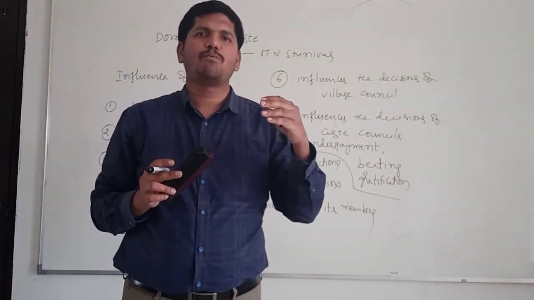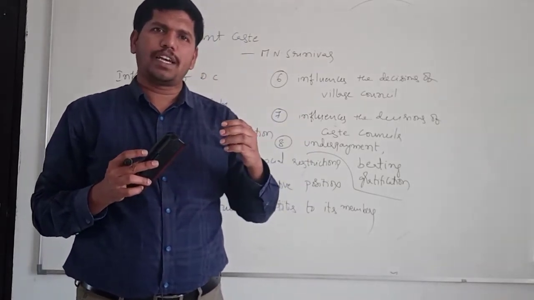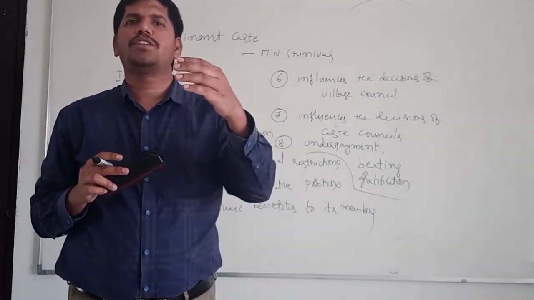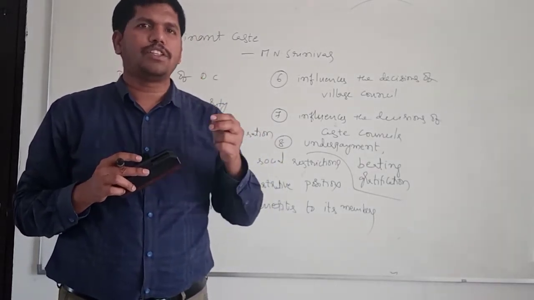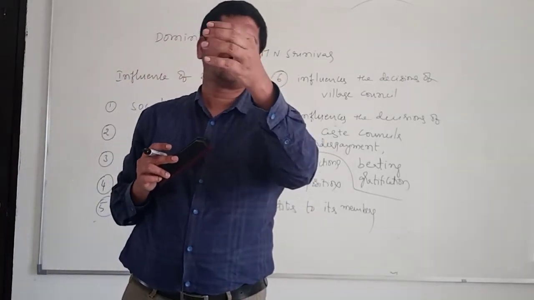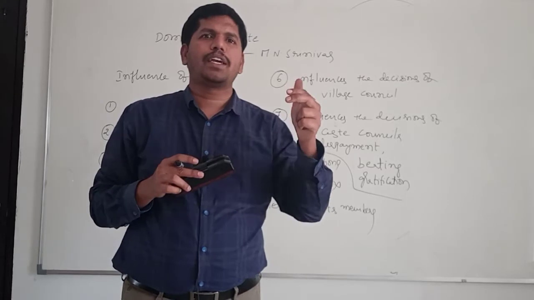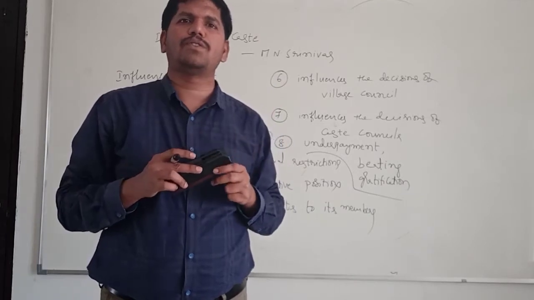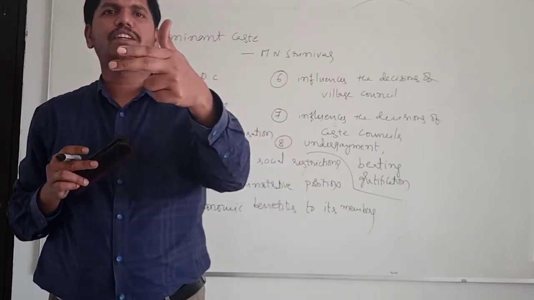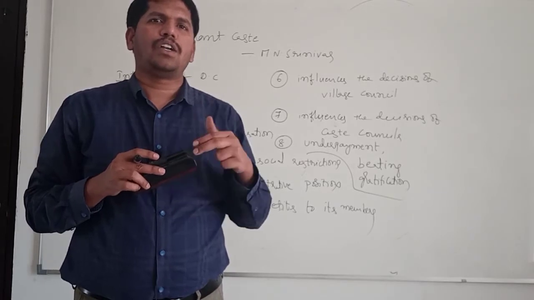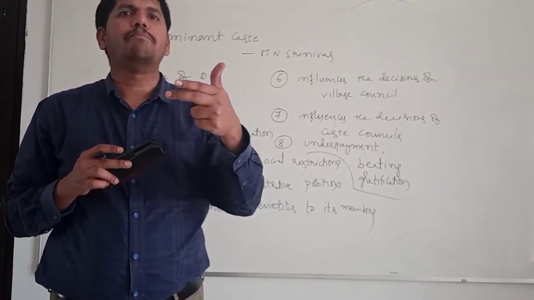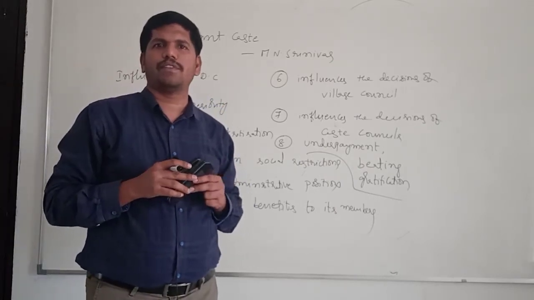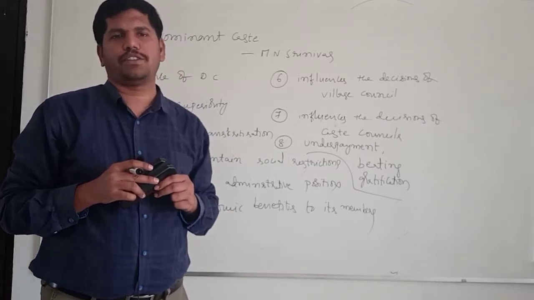Dominant caste acts as a model for sanskritization. Dominant caste can impose and maintain a number of social restrictions. Dominant caste monopolizes important administrative offices. The dominant caste secures economic benefits to its members. Dominant caste patronizes the poor. Dominant caste influences the decisions of the village council and the caste councils. Dominant caste underpays, beats, and gratifies its sexual desire with the women of the lower caste. This is the influence of dominant caste.